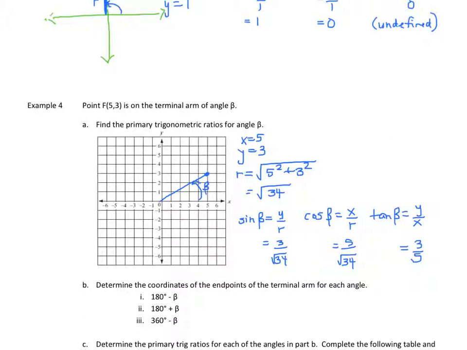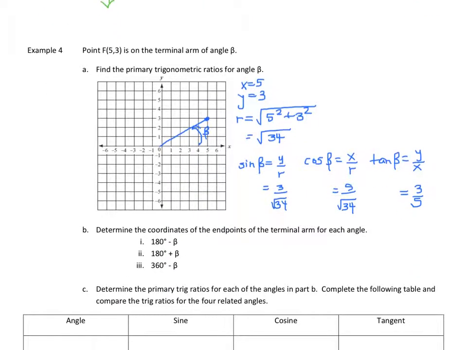Now the next part of this question asks us to find the coordinates of the endpoints of the terminal arm for each angle. The first one is 180 degrees minus beta. So let's think about where that would be.